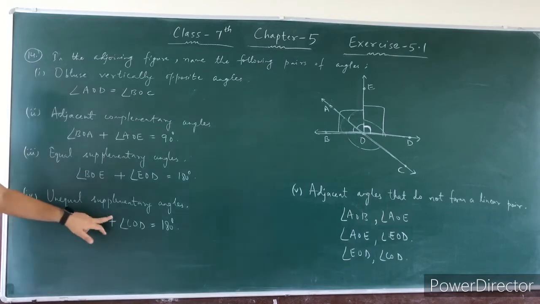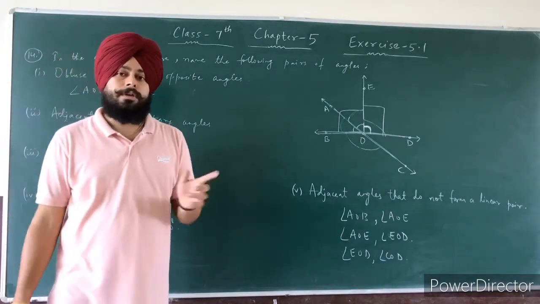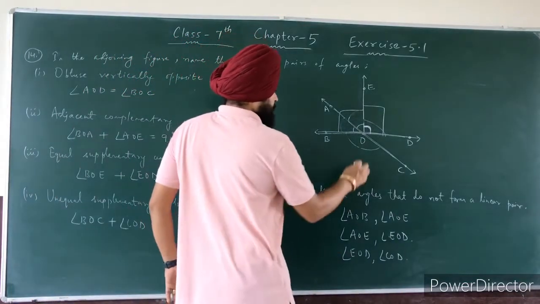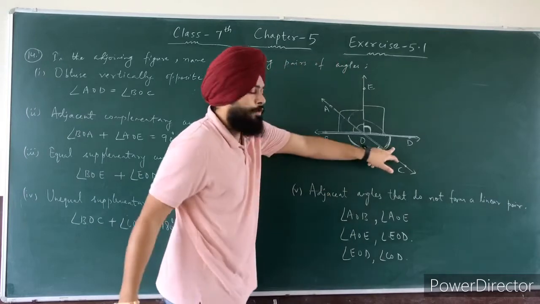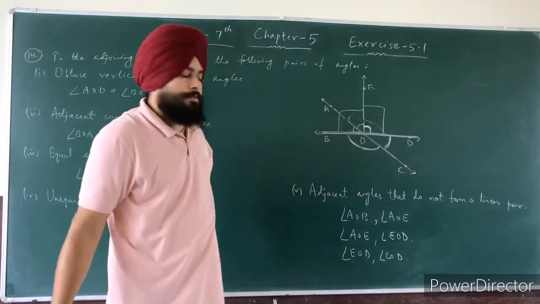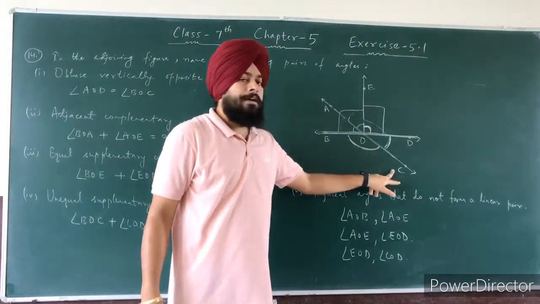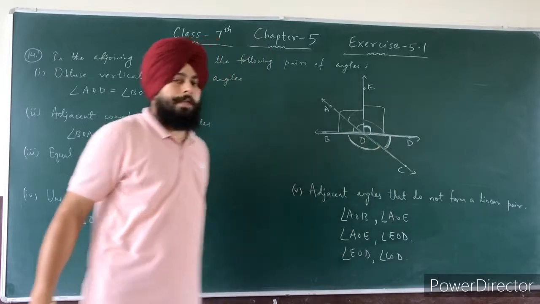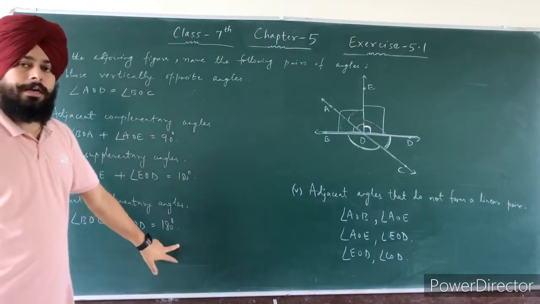Fourth one is unequal supplementary angles. So angles supplementary होंगे but unequal होंगे, equal नहीं होंगे. You can see here this one and this one. This is a straight line. These two angles form a what? Linear pair, and these two angles also form supplementary angles, but they are not equal. So the first angle is angle BOC and the second one is angle COD. Angle BOC plus angle COD is 180 degree.